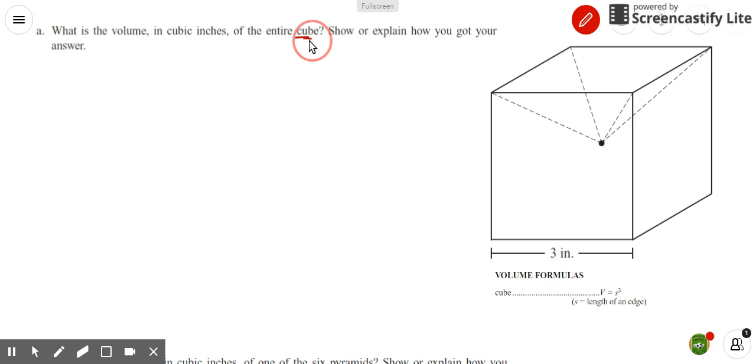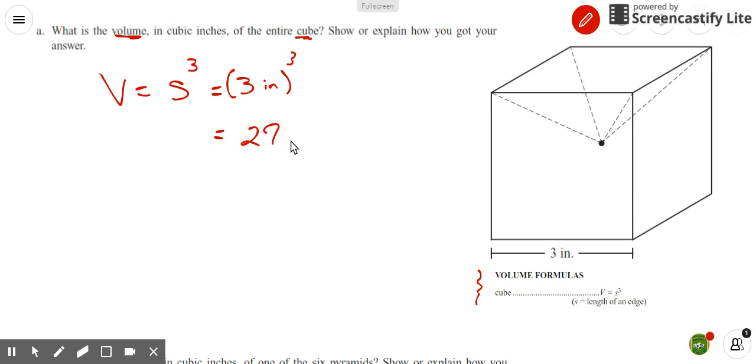So since we're told that this is a cube and we're looking for the volume, we can go to the math reference page and we see that the volume of a cube is the side cubed. Well, we're given down here that the side is 3 inches. So if I take 3 inches and cube it, I get 27 cubic inches. And that's part A.